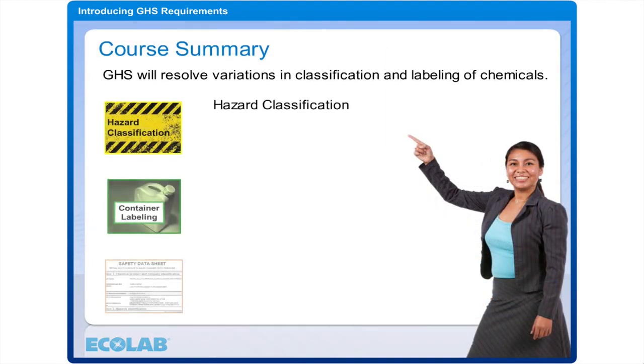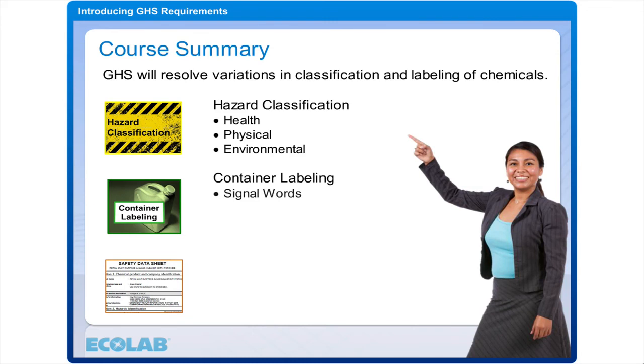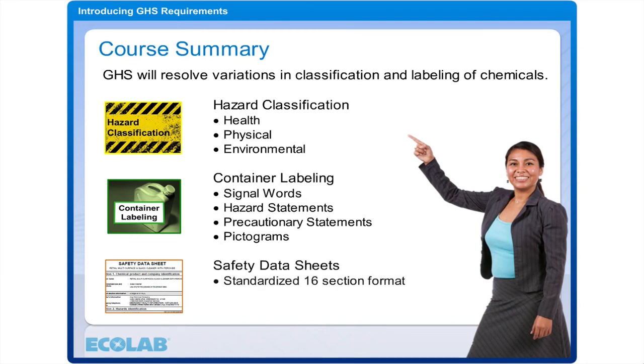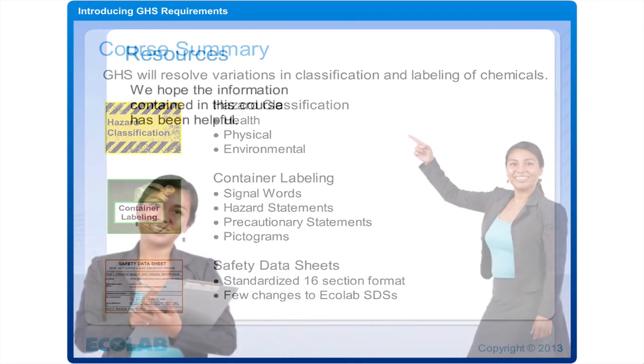Today, we discussed and highlighted the changes GHS brings to our chemical hazard communication system. The globally harmonized system of classification and labeling of chemicals will resolve the variations in hazard classification of chemicals, labeling, and SDSs, and focuses on requirements in these three areas.